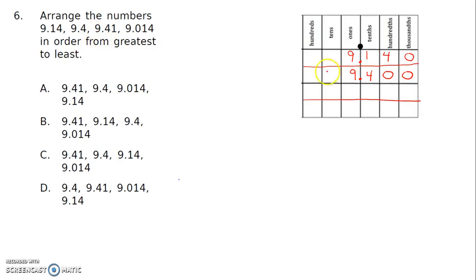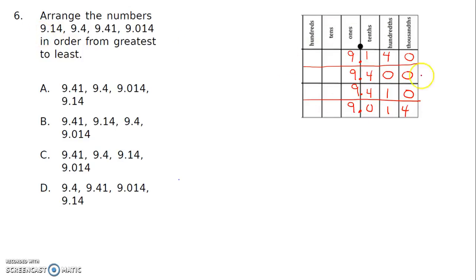Then my next number, 9.41, is 9 and 41 hundredths. Again, I can add a 0 in the thousands place, and 9 and 41 hundredths is the same as 9 and 410 thousandths. Same number, just written slightly differently. And my last number is 9.014, 9 and 14 thousandths. Probably should have told you what I was doing.